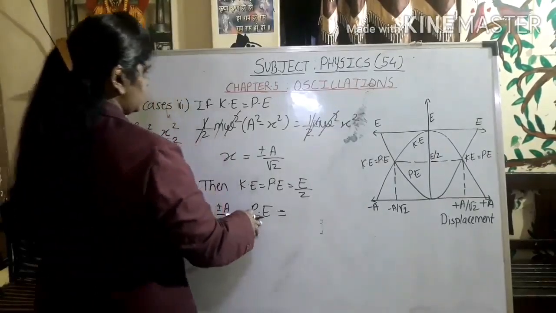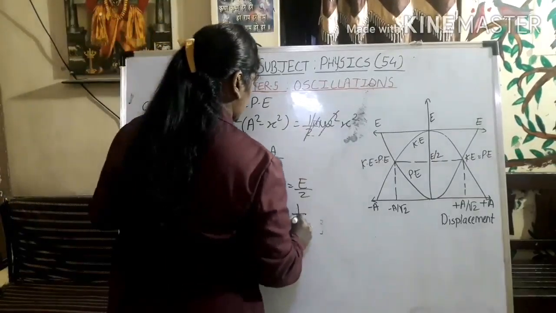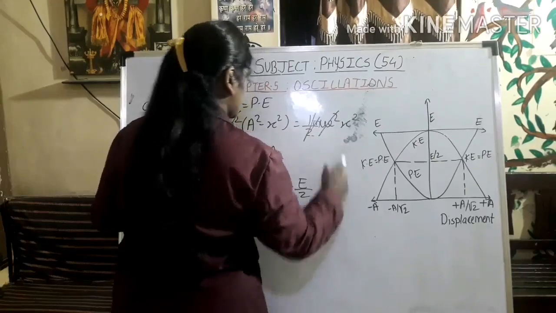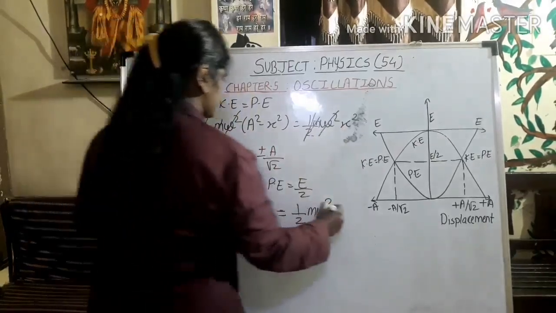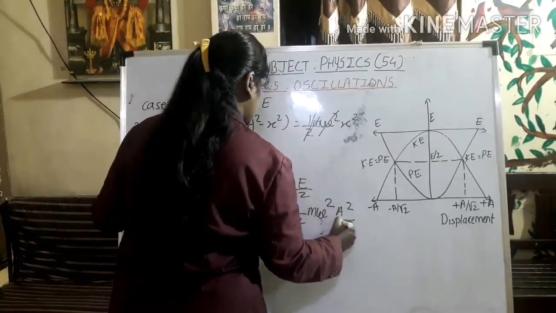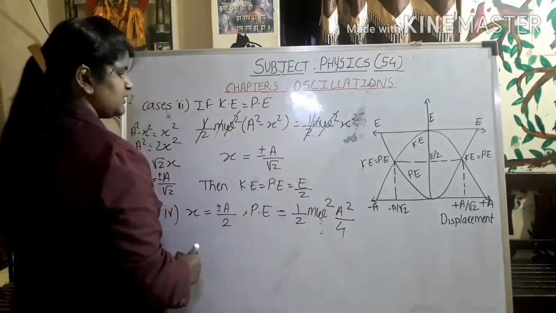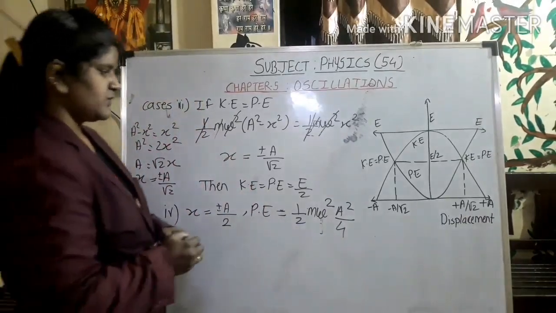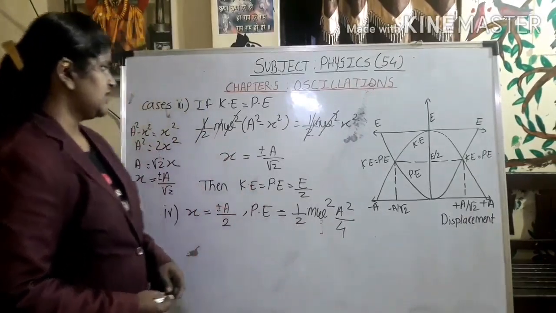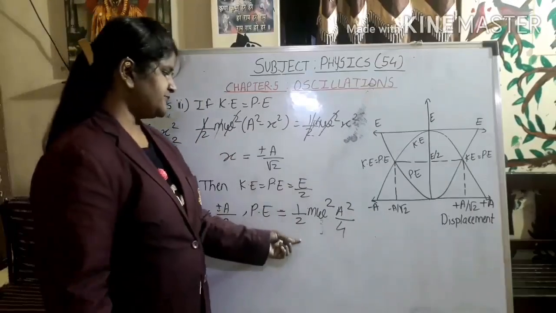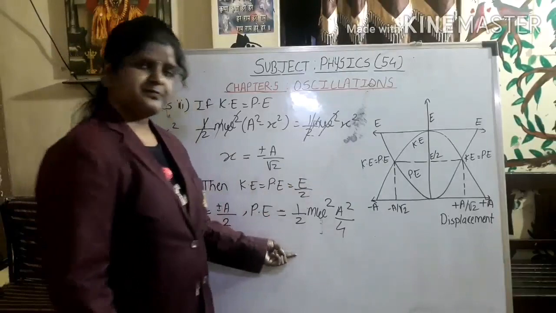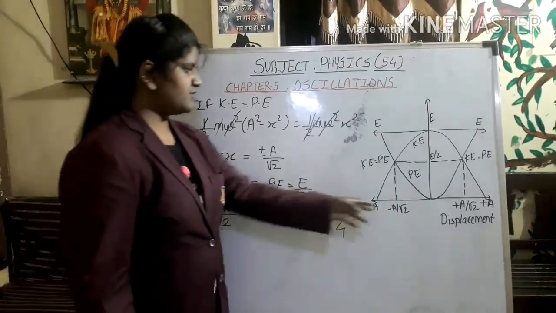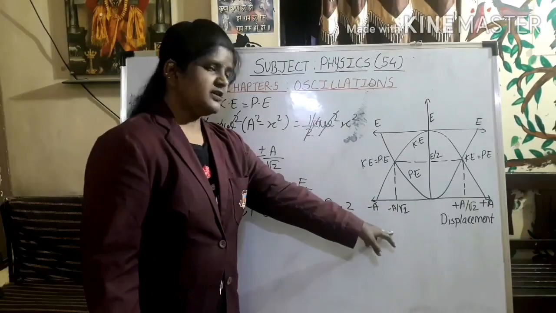So what happens to the potential energy? Here you can see half m omega square, instead of x I am going to put a square divided by 4. So what happens over here? This is what you are getting about potential energy. What is this? Half m omega square a square is nothing but energy. Okay, so these are more cases by using which we are going to find out the graphical representation.